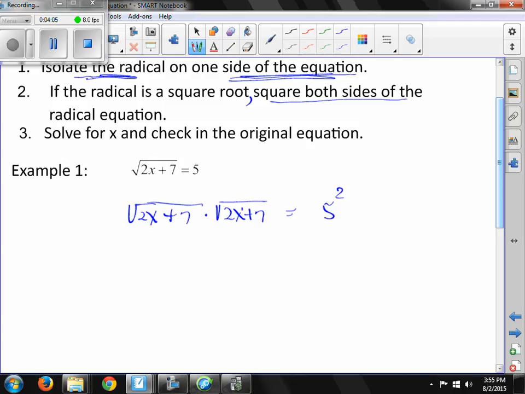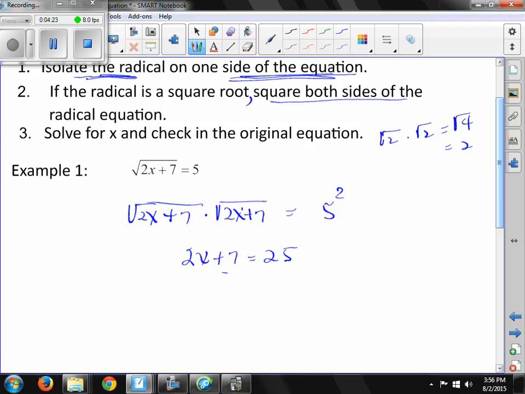You remember if I have the square root of 2 times the square root of 2, it becomes the square root of 4 and just reverts back to 2. It just lifts the radical. That's what happens with the square root of 2x plus 7. When we square it, it just becomes 2x plus 7 equal to 5 squared, which is 25.